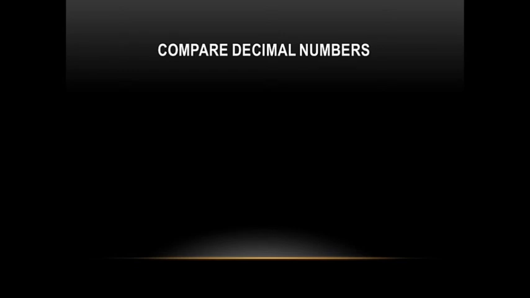Now let's compare decimal numbers. If two decimal numbers are given, how will we compare them? So we will take two decimal numbers. The first is 42.875 and the second is 423.595. So here we have to do the comparison between these two decimal numbers.